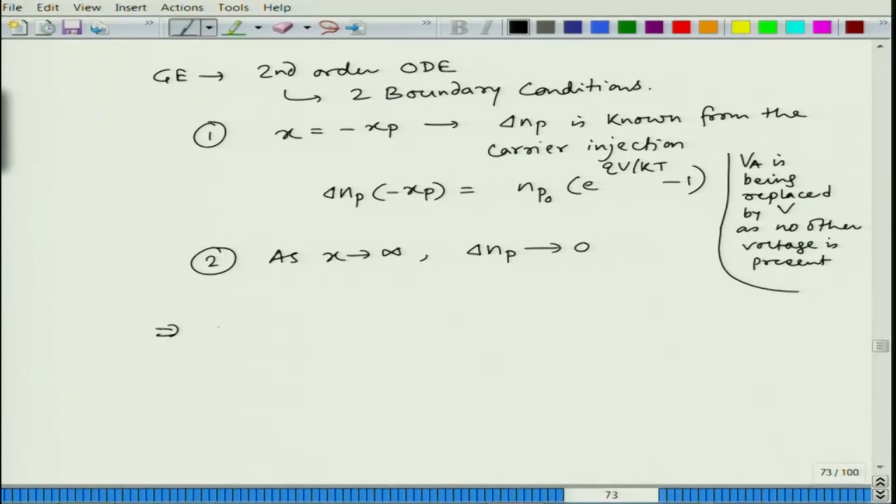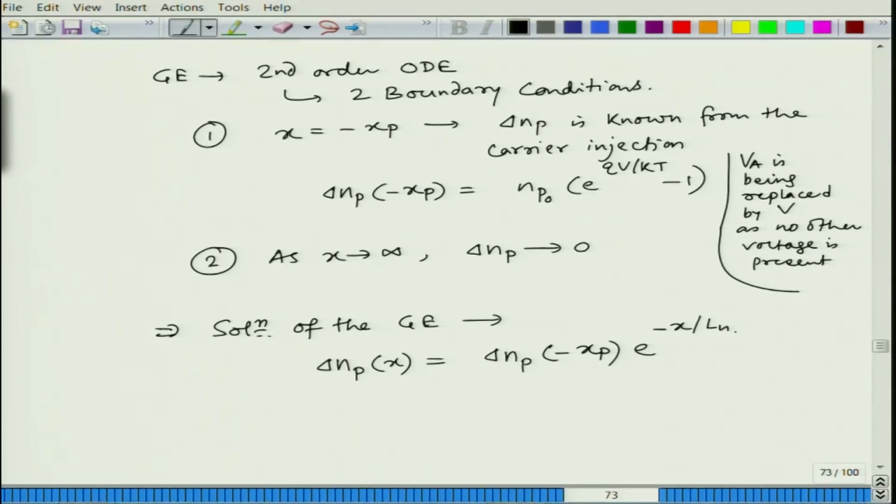So, you can find the solution of the GE, the governing equation, under this boundary condition, which is delta n_p(x), that means a general variable x now, and that is equal to delta n_p at minus x_p, and then this exponential function of x divided by L_n. So, you can try this by yourself and see whether you are getting this solution or not. Very straightforward, from your high school days differential equation understanding, you will be able to solve it.